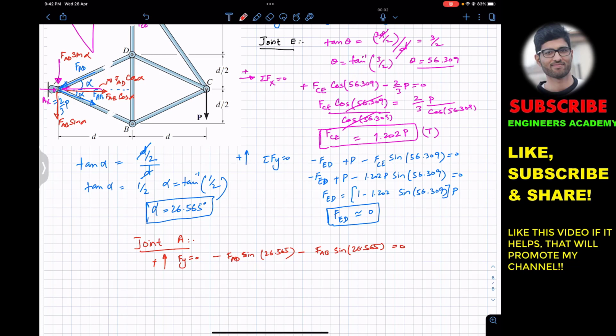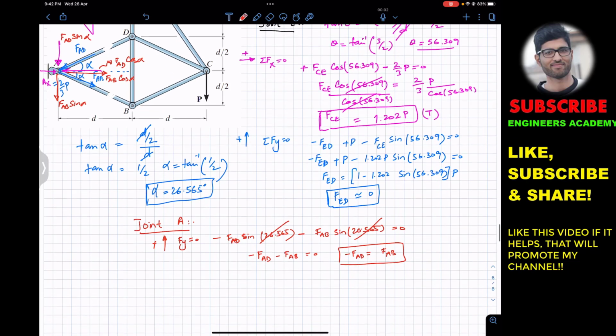And if we divide this whole equation by sine of 26.565, this will cancel out and this will cancel out, so we will be left with minus FAD minus FAB equals 0. And we can say that minus FAD is equal to FAB, or we can say that FAB is equal to minus FAD. So one of the directions of the force is not accurate, right?